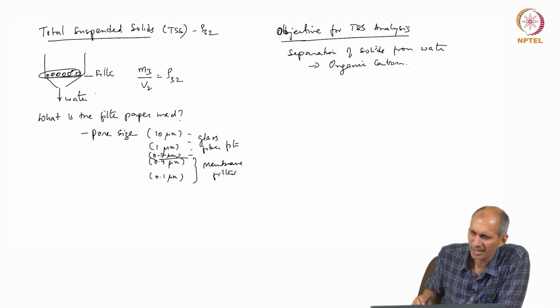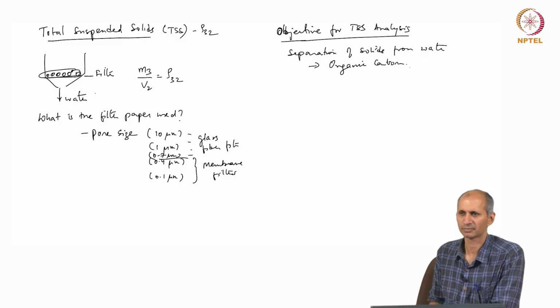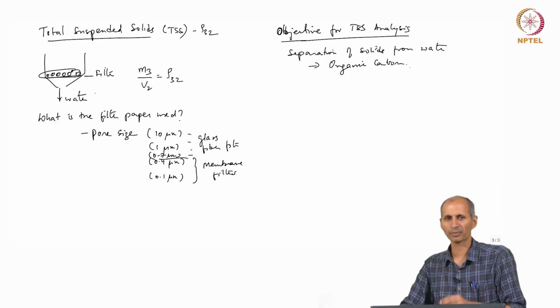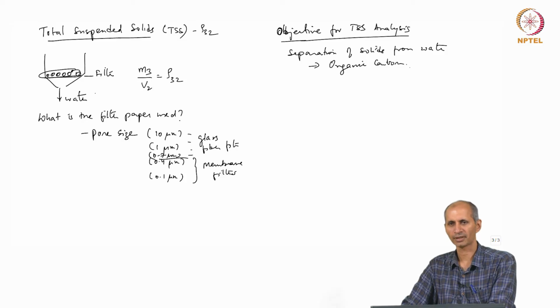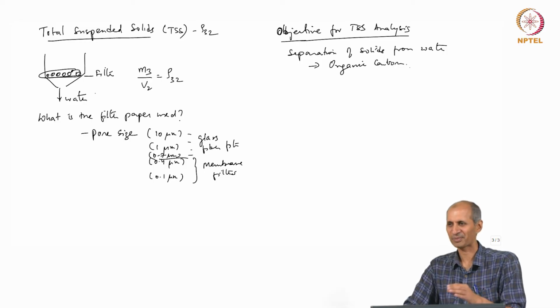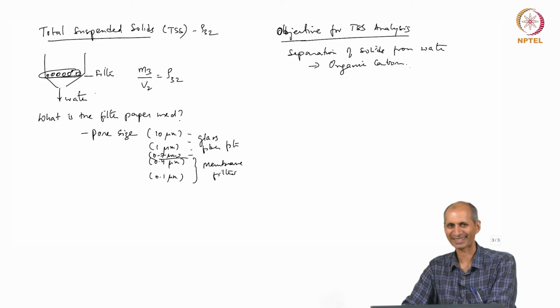So, ideally what would I want to use? If I have filter papers available with 0.1 micron pore size, can I use 0.1? It will stop everything above 0.1, because colloids and organic carbon are in the size range of 0.4, 0.2. I will definitely remove all of them. Then why do you have filter papers of 1 micron and 4 microns and 10 microns?